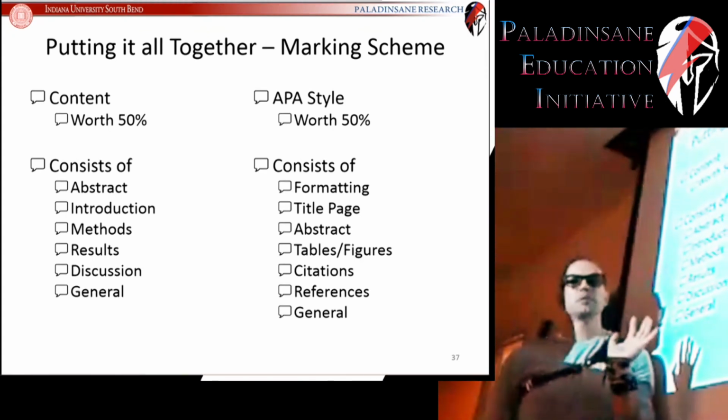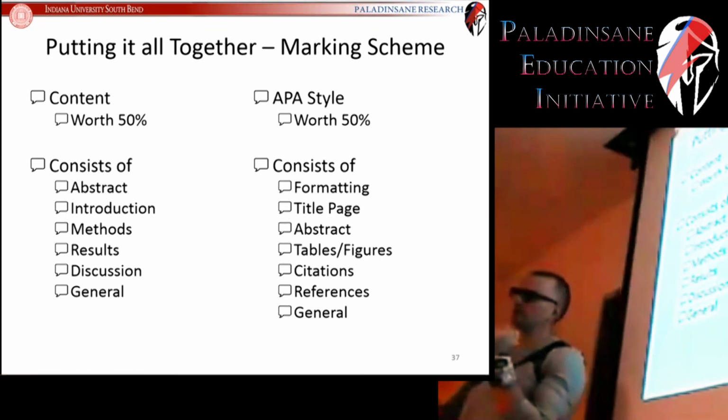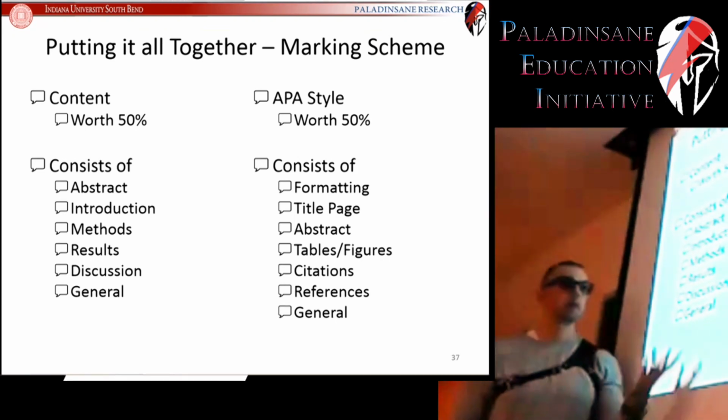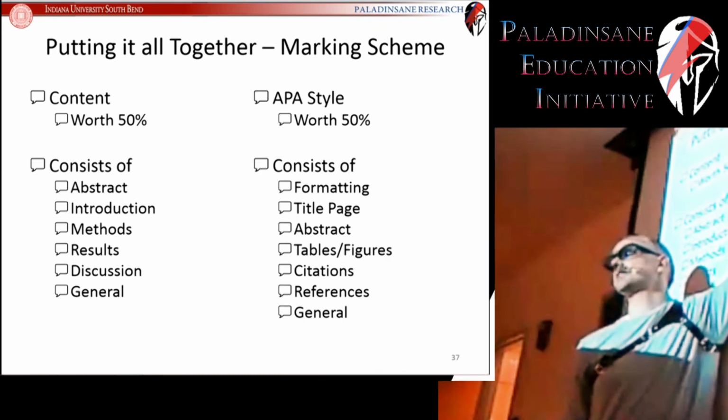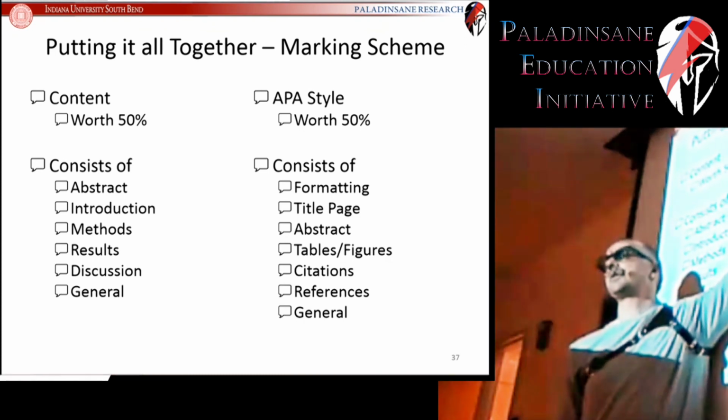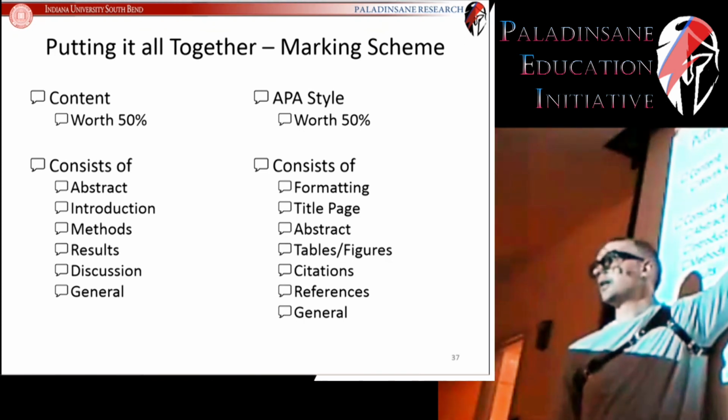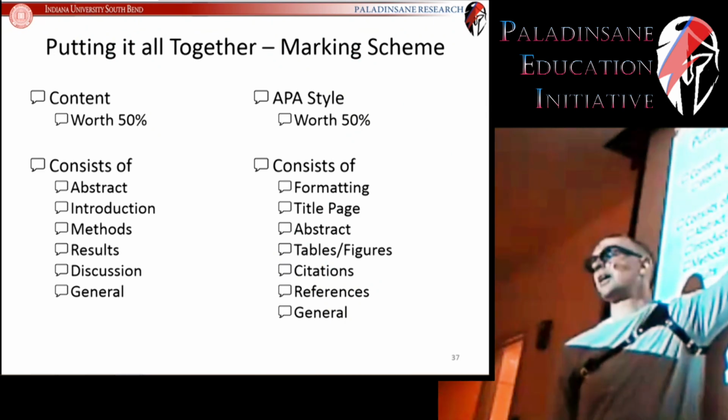And it's been my experience that if students neglect one of these, surprisingly, they neglect the APA style. So I will see papers handed in that have no page number. I will see papers handed in that don't have a running head.